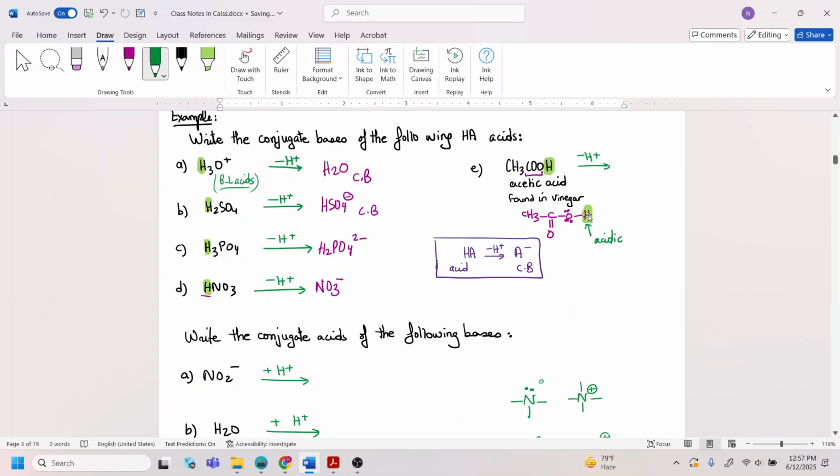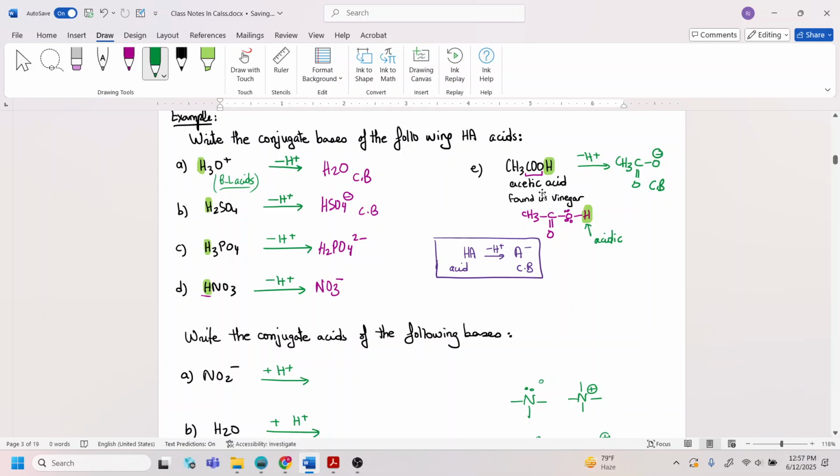So vinegar loses its hydrogen in there, but not completely, because you are going to end up having a conjugate base. So it's going to be a C double bond O. This is an O minus. This is going to be the conjugate base in there.